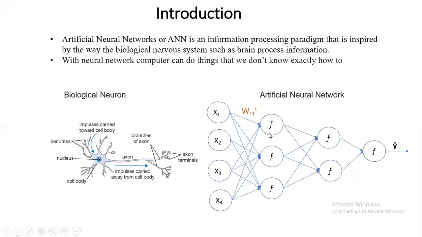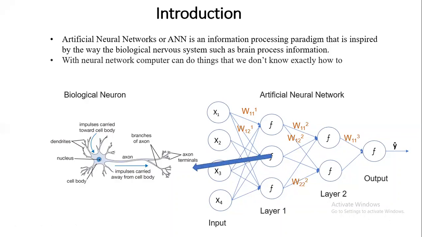going to neuron 1, and in this layer 1 the superscript represents 1. Similarly, we have another weight. This layer is called the input layer, and this layer is called hidden layer 1. This is hidden layer 2, and this is the output layer.